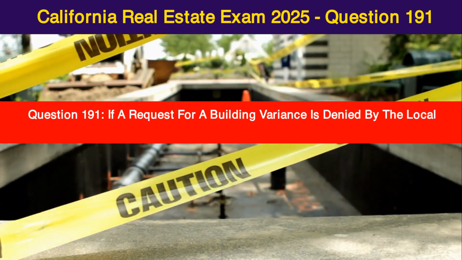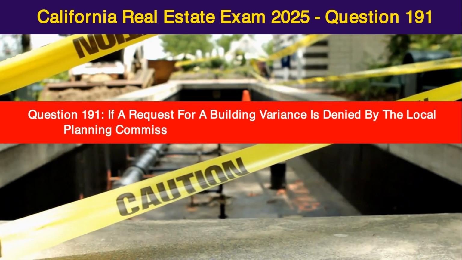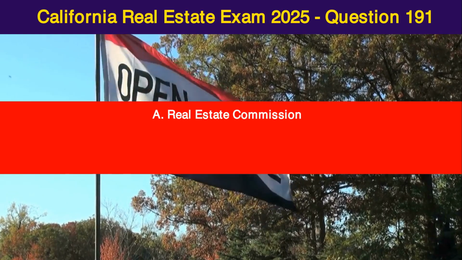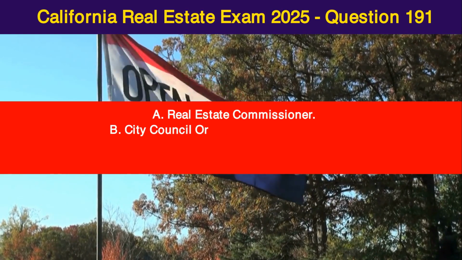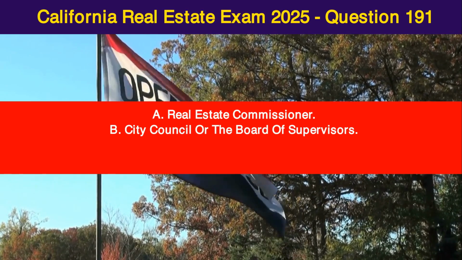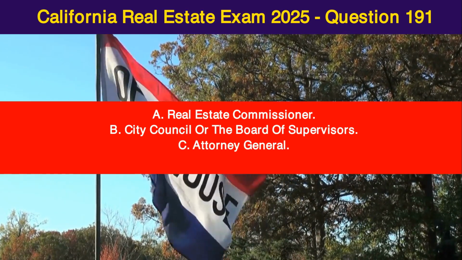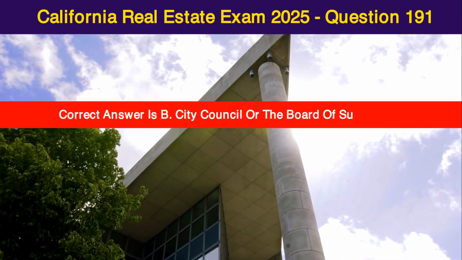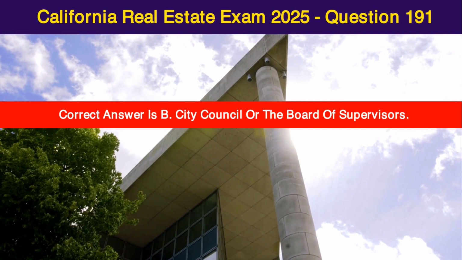Question 191. If a request for a building variance is denied by the local planning commission, the decision can be appealed to the A. Real estate commissioner. B. City council or the board of supervisors. C. Attorney general. D. State Supreme Court. Correct answer is B. City council or the board of supervisors.